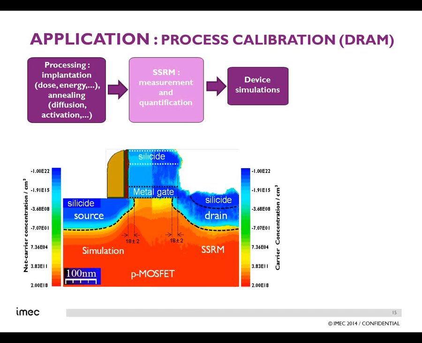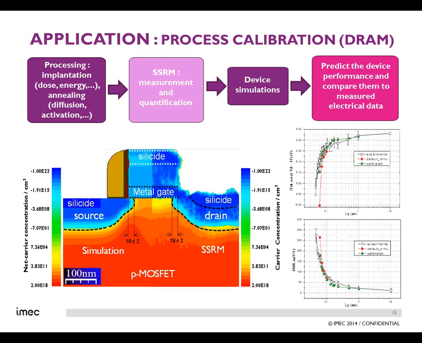And then we can compare the map that we obtain with SSRM with the map that we obtain with a classical process simulator. And then what we can do also is to take the SSRM map and to plug it inside a device simulator so that we can simulate the electrical properties that would come out of a profile like the one given by SSRM. That's what you can see in this graph here on the right-hand side.